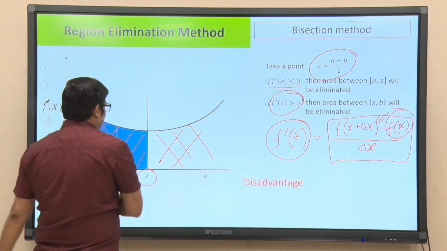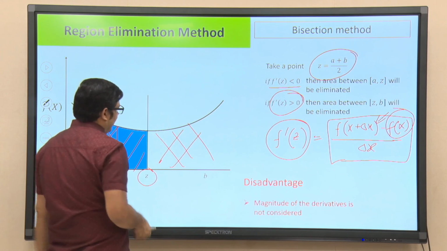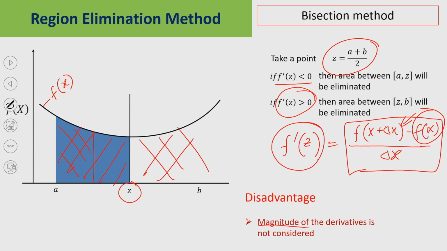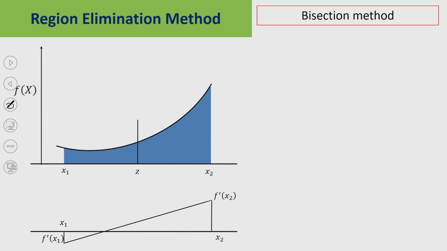Now, let us see what is the disadvantage here. The disadvantage is that the magnitude of the derivative is not considered. We have considered only the sign of the derivative, whether it is a positive or a negative value, but we are not considering the magnitude of the derivative. So, we can modify this. Now, let us see, this is the derivative magnitude at x2 and this is the derivative magnitude at x1.